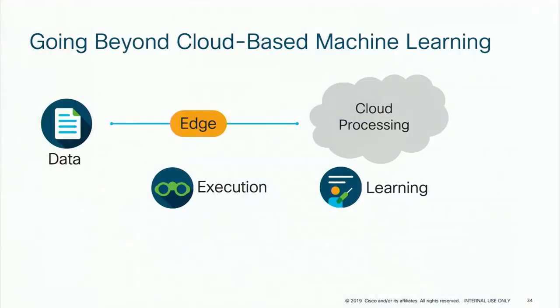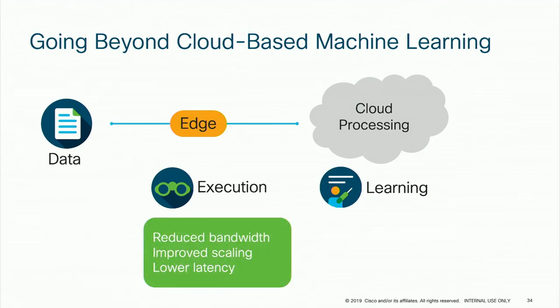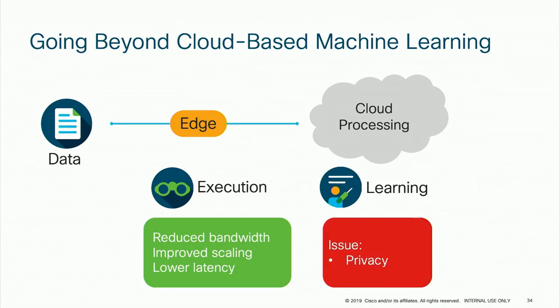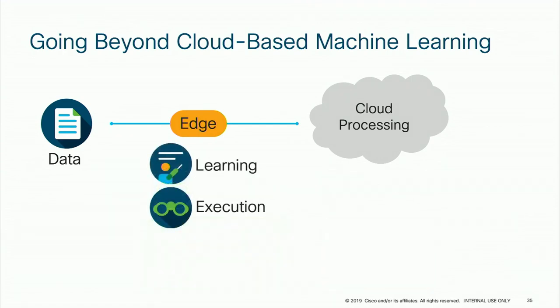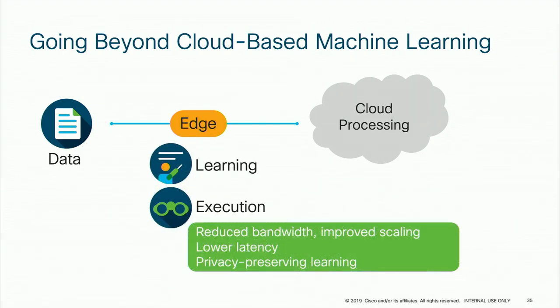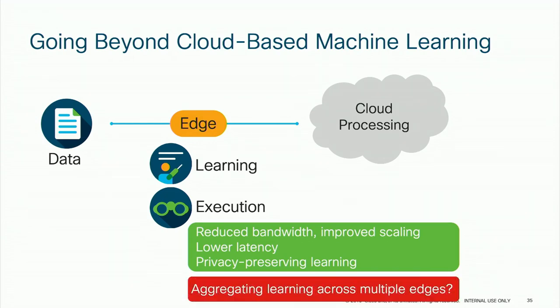Well, first of all, we can do some of the work at the edge. We can do the execution at the edge and still keep the training in the cloud. This can reduce the bandwidth. It can also improve scale and lower latency, but it still has a privacy issue. Okay? Well, we can do both the execution and the learning at the edge. Great. That achieves the prior benefits, and it also provides privacy-preserving learning. But the issue is that we don't have one edge. We actually may have 1,000 or 1,000,000 edges. And how can you do the learning then across all of these edges to get the performance? So how can you aggregate the learning across these multiple edges? This is the fundamental question.